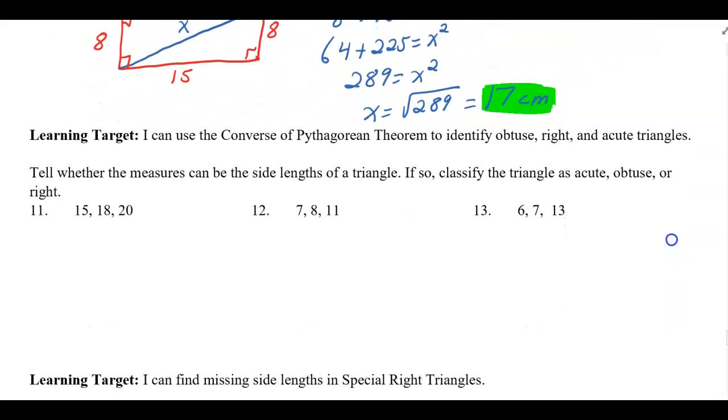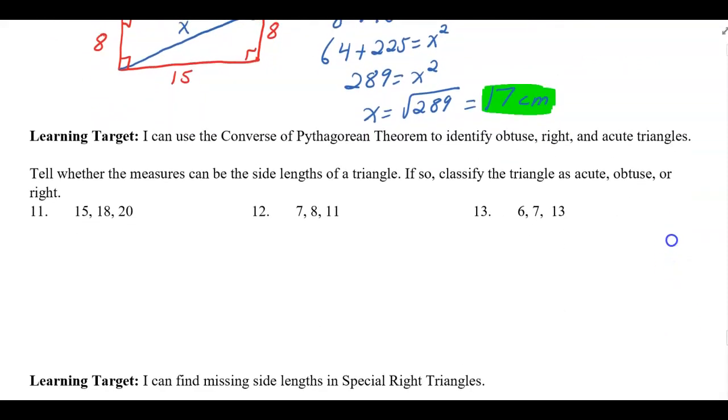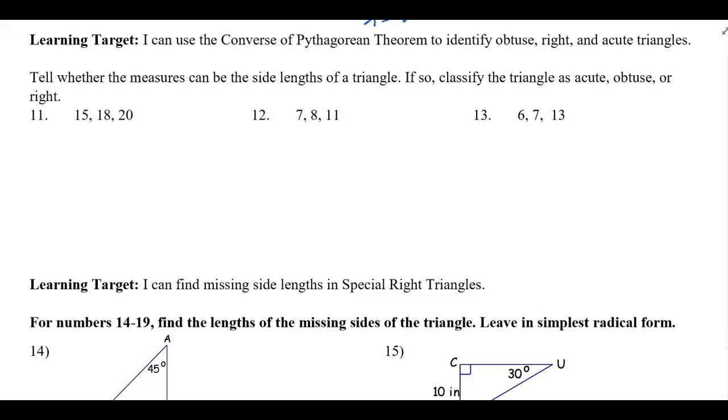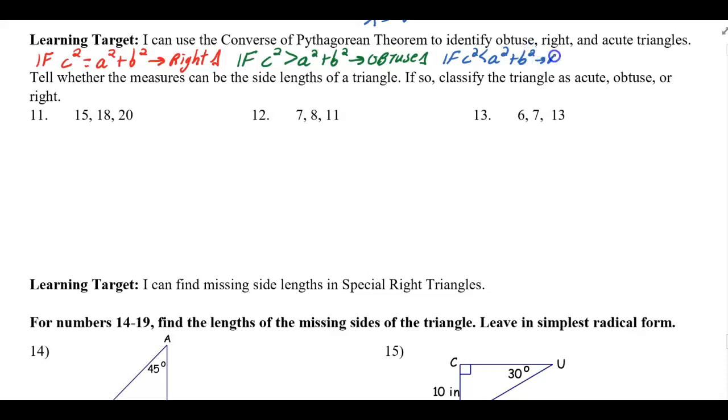The next learning target is to use the converse of the Pythagorean theorem to determine if a triangle is obtuse, right, or acute. So in class we learned if c squared was equal to a squared plus b squared, then the triangle is a right triangle. If c squared was greater than a squared plus b squared, then the triangle was obtuse. And the third case was if c squared was less than a squared plus b squared, then the triangle was an acute triangle.